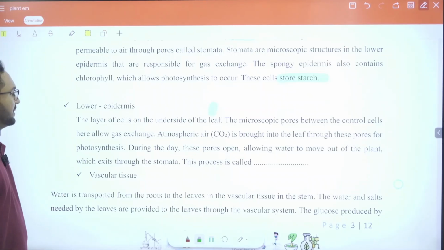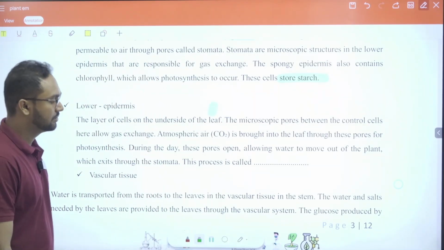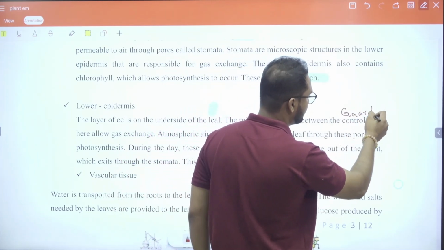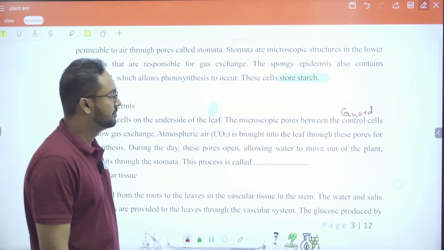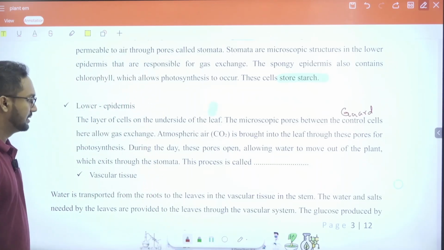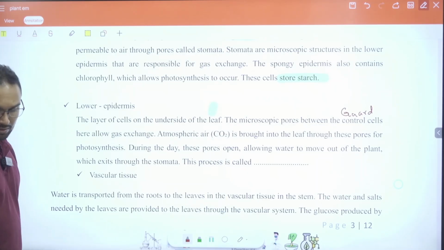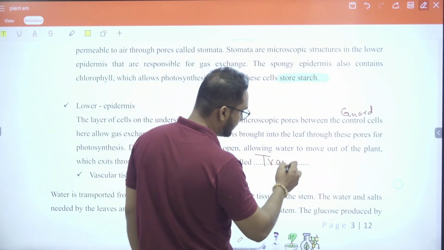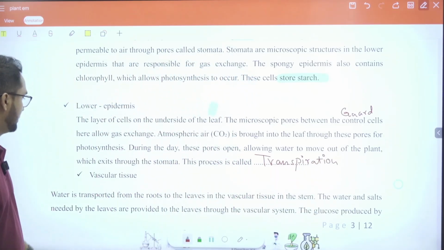The fruity part is the spongy parenchyma cells. And the lower epidermis is the layer of cells on the underside of the leaf, with microscopic pores between the guard cells. You call them guard cells rather than control cells. The pores between the guard cells allow gas exchange. Atmospheric air, carbon dioxide, is brought into the leaf through these pores for photosynthesis. During the day, these pores open, allowing water to move out of the plant, which exits through the stomata. This process is called transpiration.